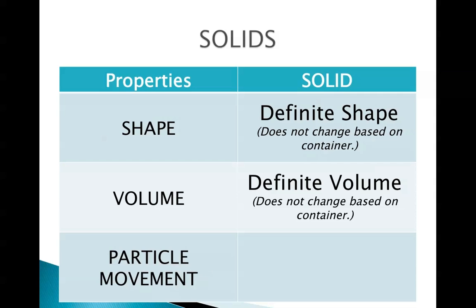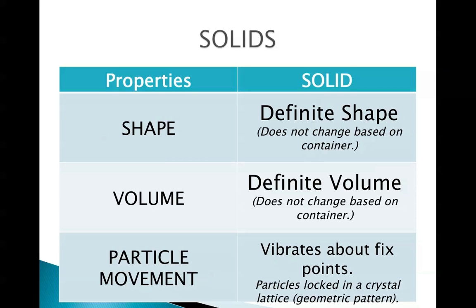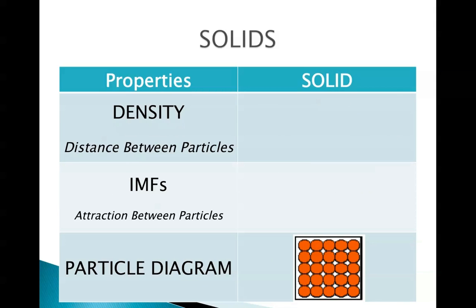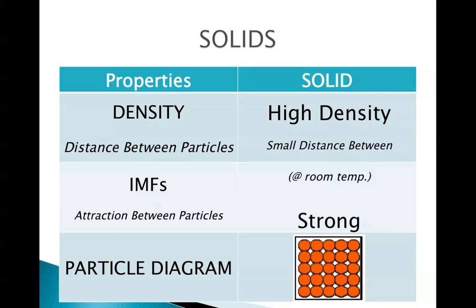Now, solids, while it looks like particles aren't moving, there is actual particle movement. They vibrate about a fixed point. So particles are locked in a crystal lattice in a geometric pattern, and while they are locked in place, they do vibrate in that locked place. Density: we have a high density, so there's a very small distance between solid particles. At room temperature we have a strong attraction between solid particles. And in our particle diagrams, you should see that geometric pattern, neatly organized, packed in close together, and held together by these very strong IMFs.